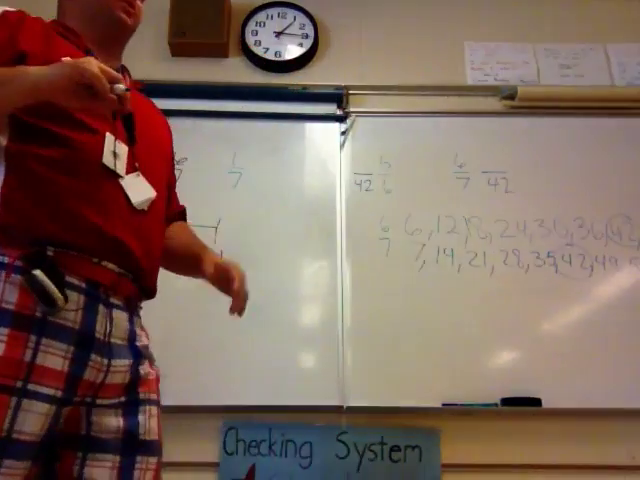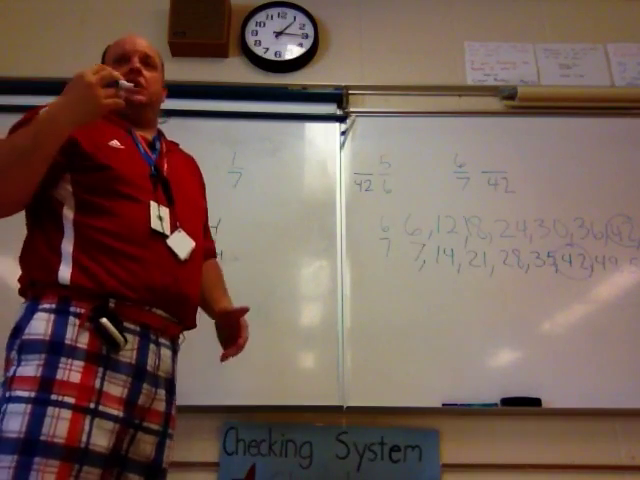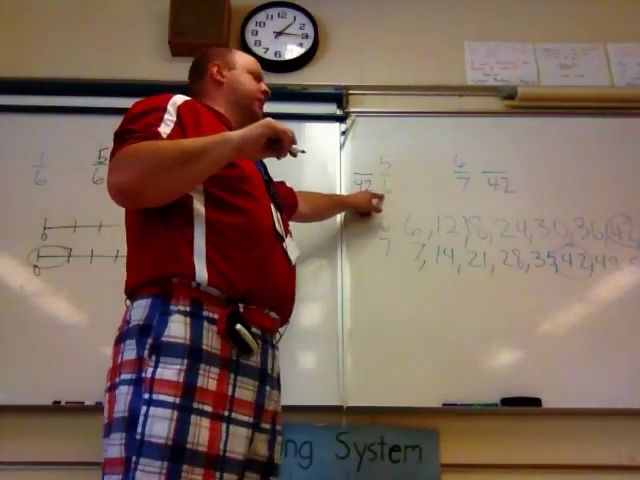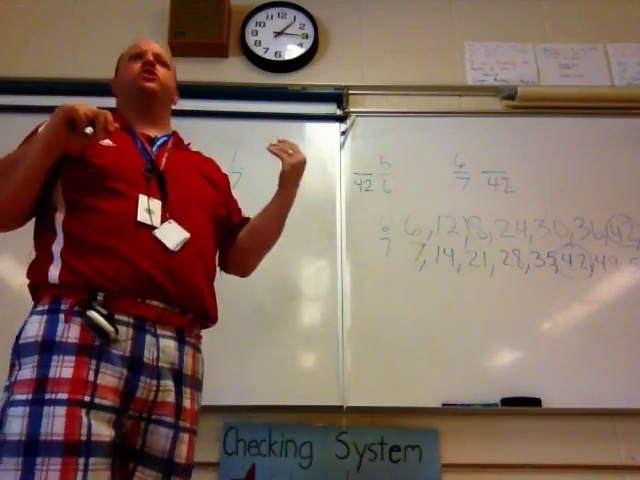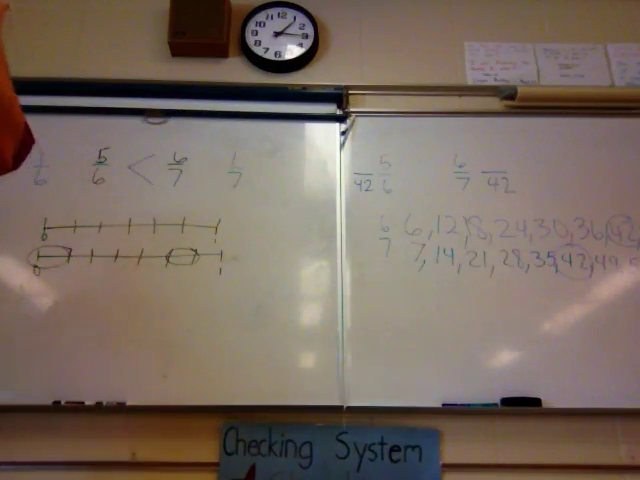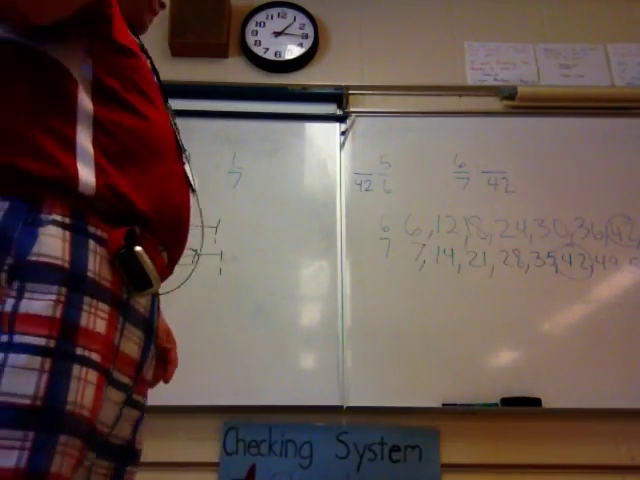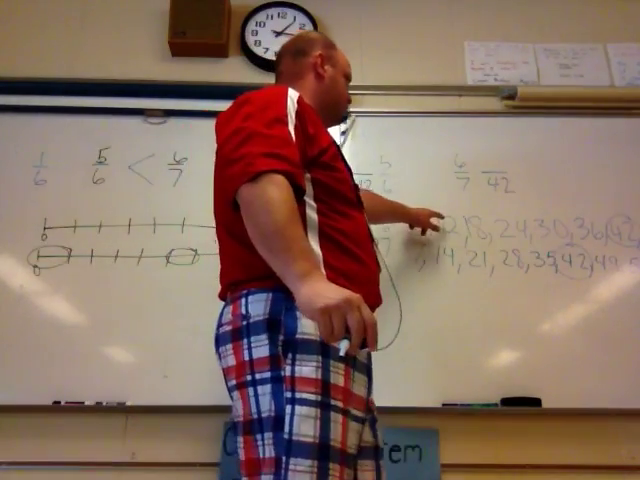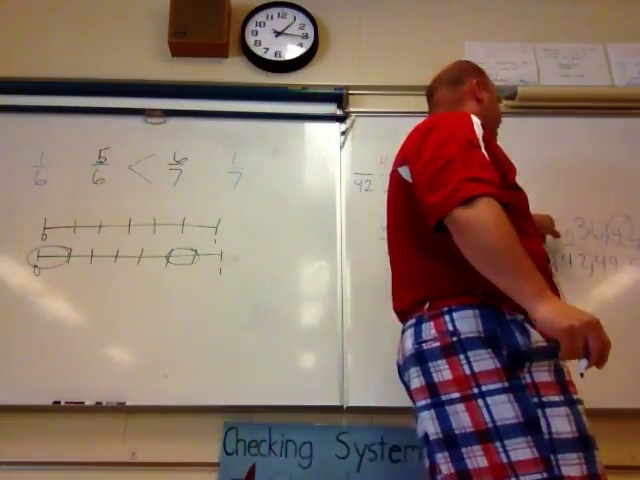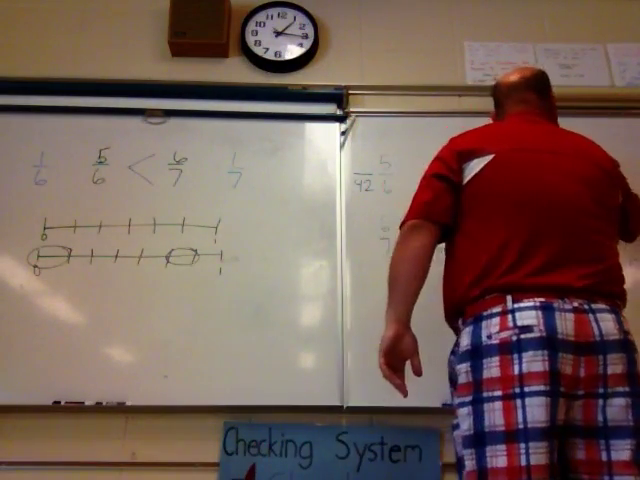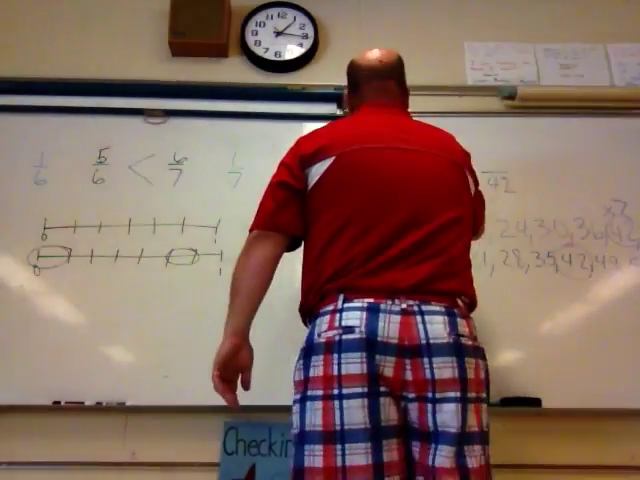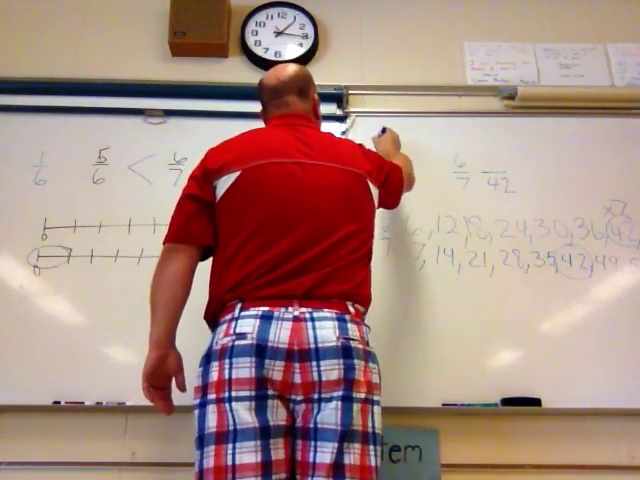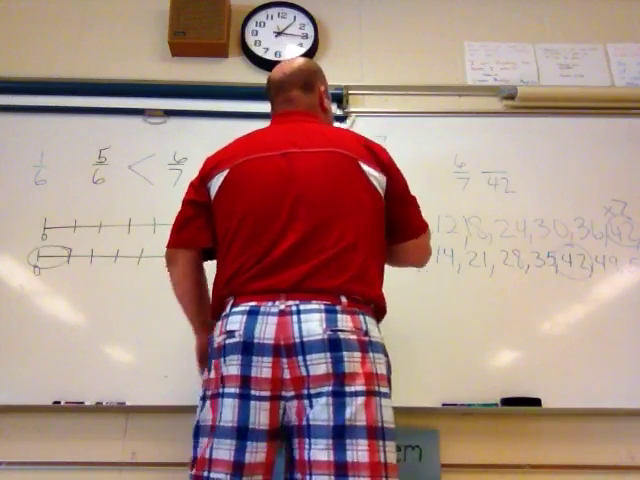Now, what's an easy way to figure out what you did to this 6 to make it 42? You can times 6 by 7. You can figure out how many times it was. You're right. It was 1, 2, 3, 4, 5, 6, 7. How many hops did we take? 7. So this is going to be our times 7 up here.